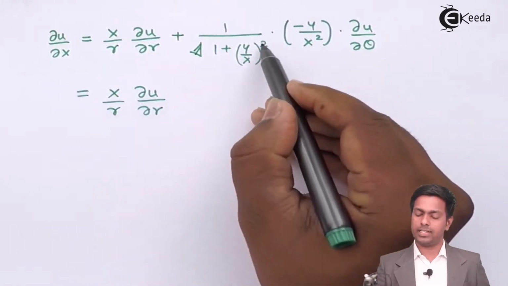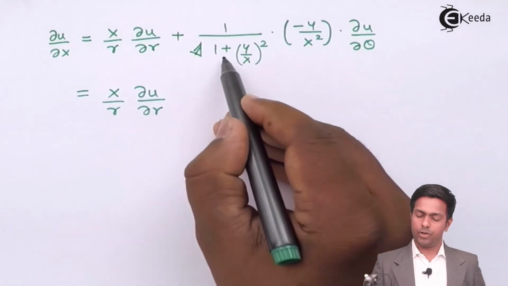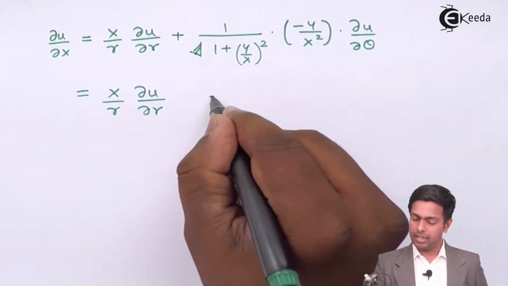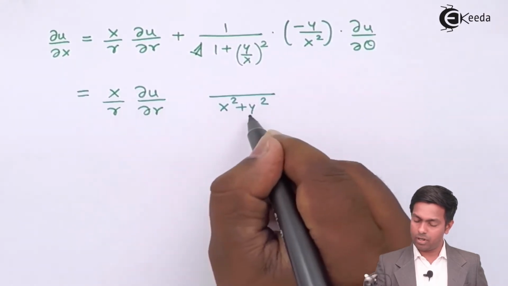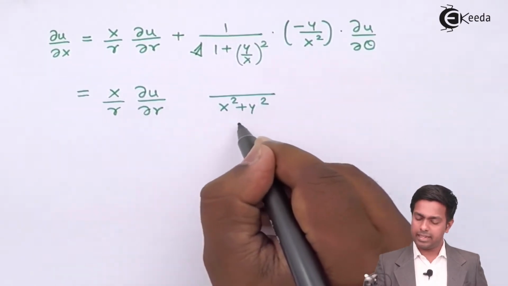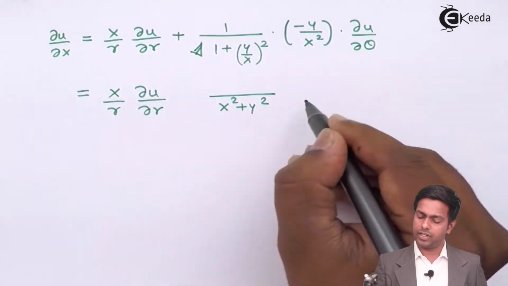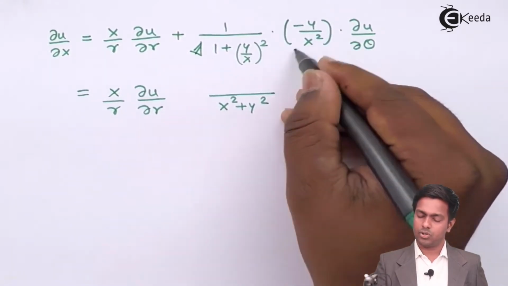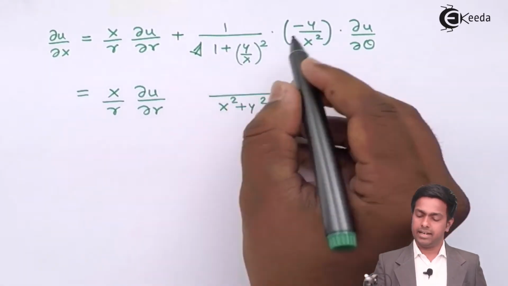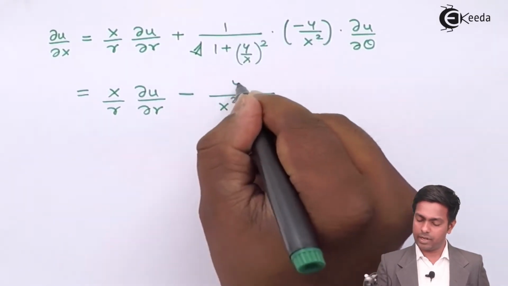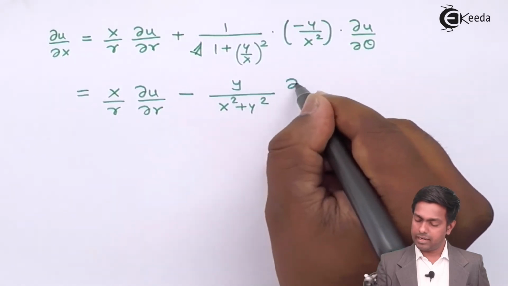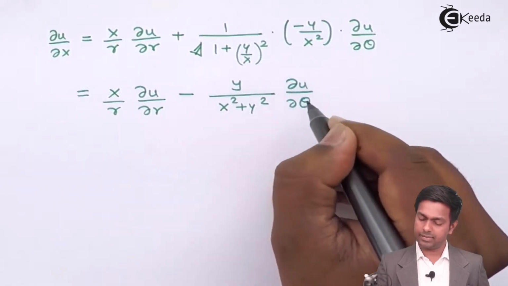Here this will be y square upon x square. If we do the cross multiplication, then we will get (x square plus y square) upon x square, and that x square will be cancelled with this x square. So these two x squares will be cancelled. Next, this negative y will be multiplied with 1, we will get negative y here, and this will be ∂u/∂θ.